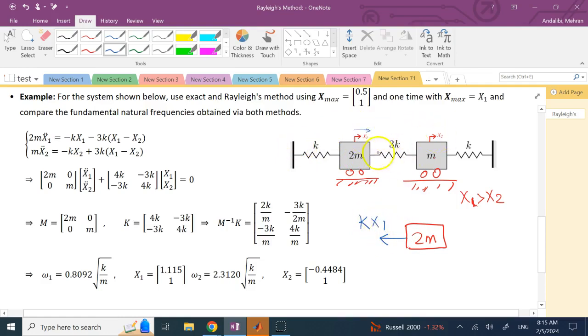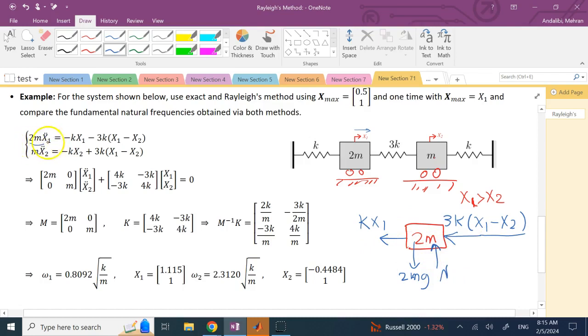Since x1 is bigger than x2, this 3k spring is being compressed, so it is going to push back, and the force is going to be 3k times the difference of the two displacements, right? And as I said, you have mg and N, so you have 2mg and N, but in the x direction you only have the spring forces.